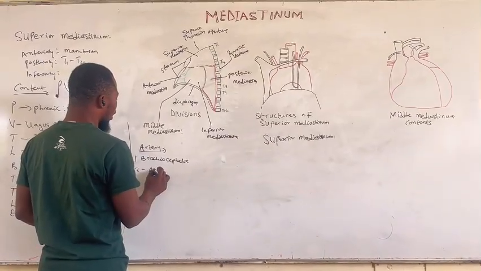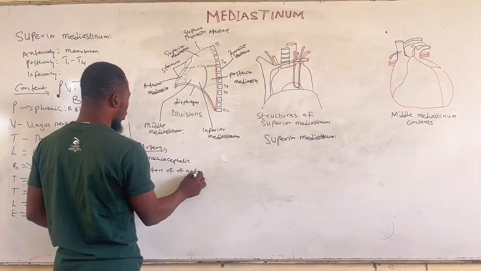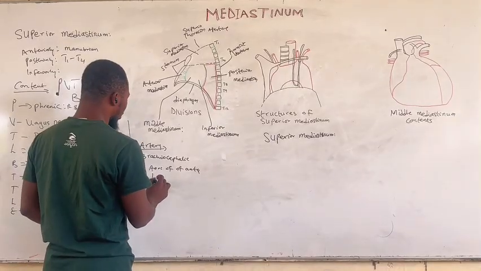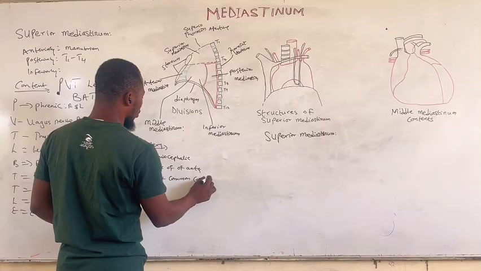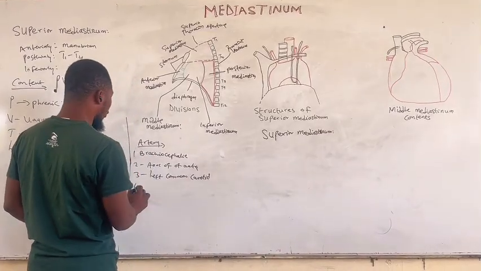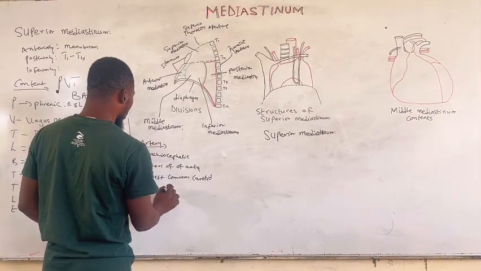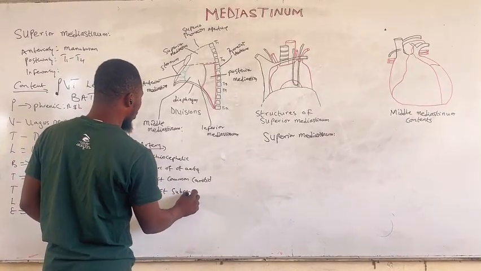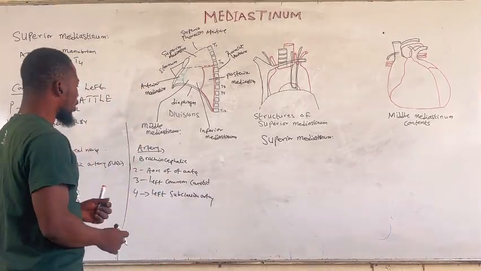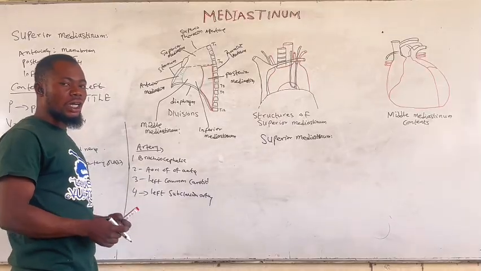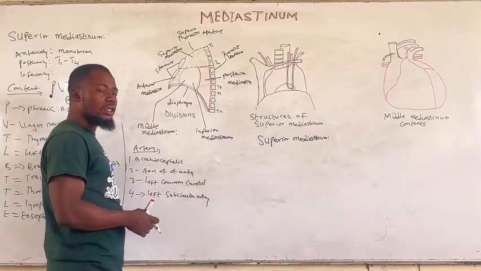two, arch of aorta, three, left common carotid artery, and the fourth artery you can find here is the left subclavian artery. These are the arteries that you can find in the superior mediastinum: the brachiocephalic artery, the arch of aorta, the left common carotid artery, and the left subclavian artery.